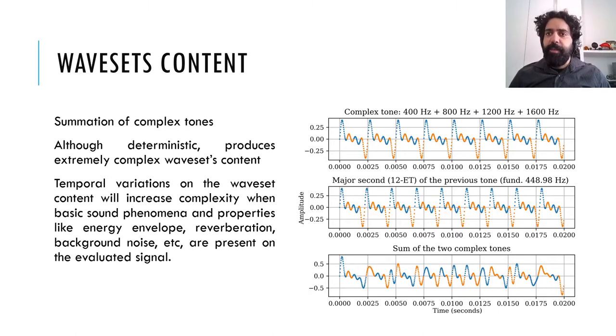One step further regarding complexity, when evaluating the resulting wavesets formed by two spectrally complex tones separated by a major second and played together, as displayed in the figure, it is possible indeed to recognize its deterministic structure, although one might imagine several problems related with the transformation of such variable segments. Here, the waveset's graphical contents get strongly complex, and this example, however, is far from the complexity of recorded sounds, illustrating how the transformation of wavesets face intricate issues. All these temporal variations on the waveset content will increase complexity when basic sound phenomena like energy envelope, reverberation, background noise are present on the contemplated signal.